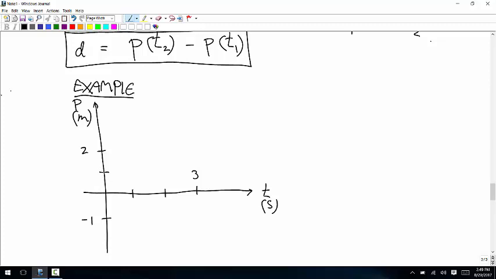So our coordinate 0, 1 is right here. That's time is 0, position equals 1. And then at time 1 second, we're at position 2 meters. So on this graph, that's there.